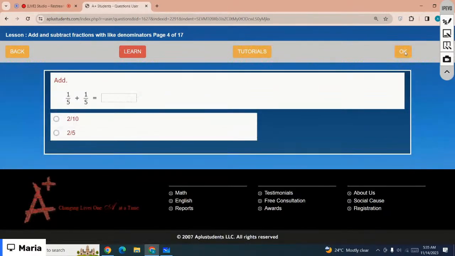Okay, the next one is 1 over 5 plus 1 over 5. Which is the correct option? They have like denominators. Simply add their numerators. The correct option is 2 over 5. Very good.